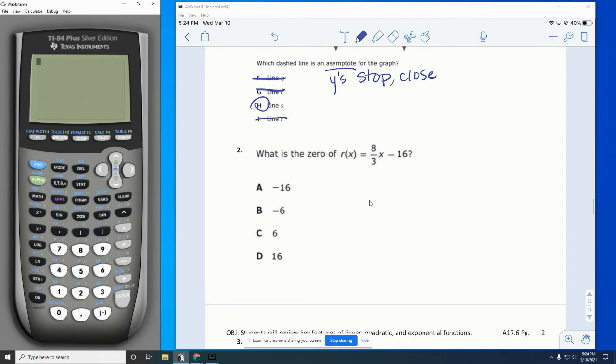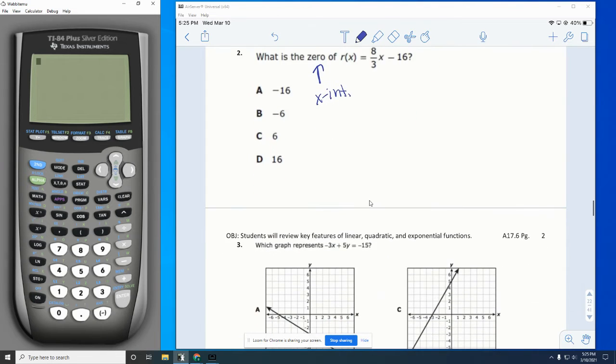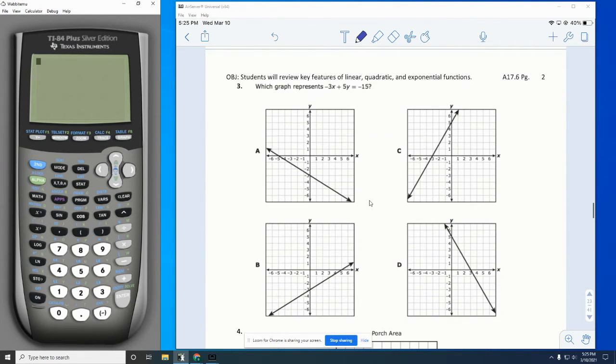For number 2, I just want to remind you 0 means x-intercept. So you can plug this into y equals and find your x-intercept. Number 3, which of these represents this equation? Make sure you solve for y and then either plug it into the calculator or see which one matches based on your knowledge of graphing by hand.